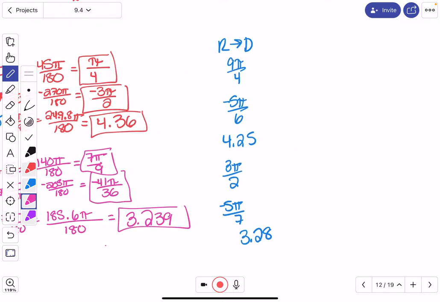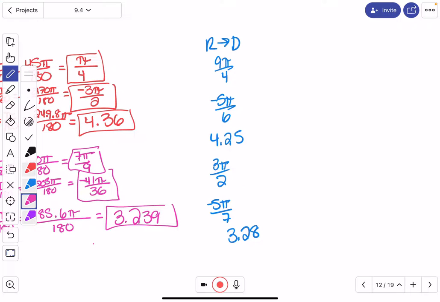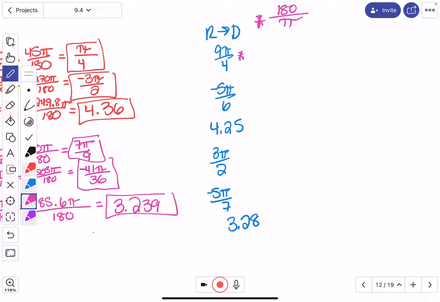Now, radians to degrees are very similar, except we're multiplying by the reciprocal. So it's 180 over pi. So if we did this first one, we'd multiply by 180 over pi. Well, 9 times 180 is 1620. 4 times pi is 4 pi. The pi's are going to cancel. And 1,620 divided by 4 is 405 degrees.